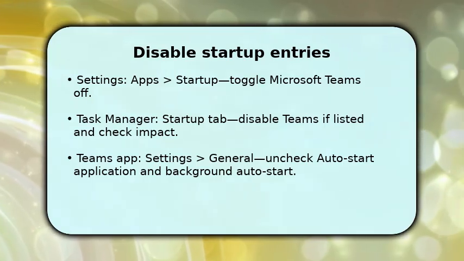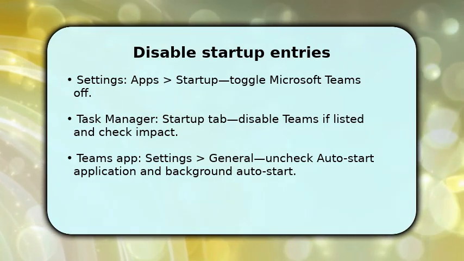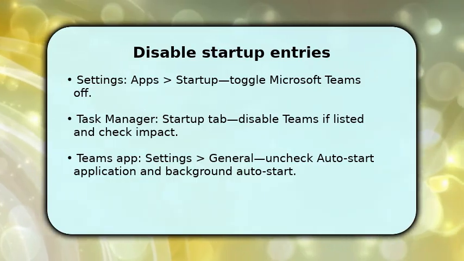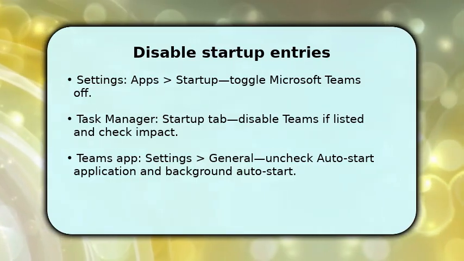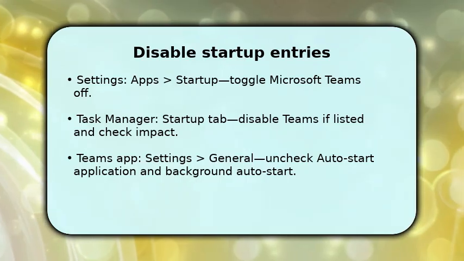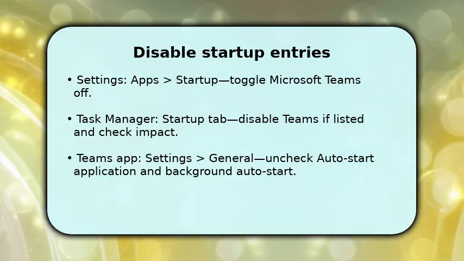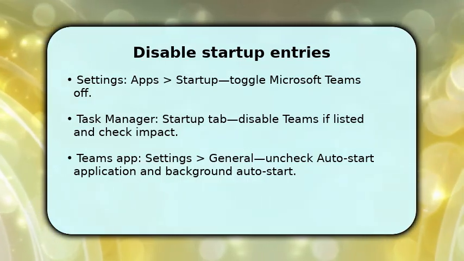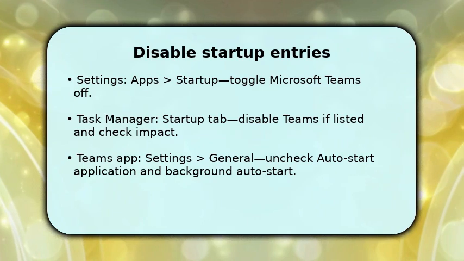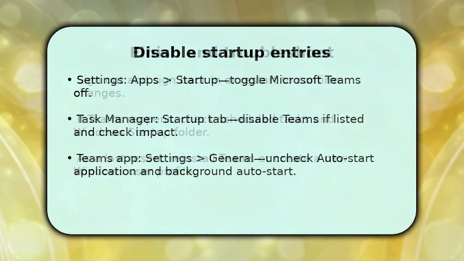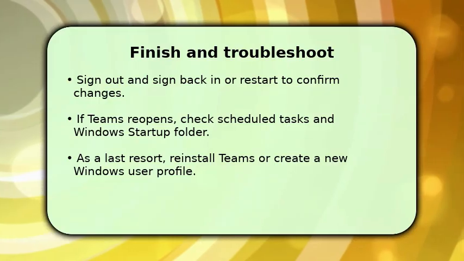Then open the Teams desktop app, go to Settings General and uncheck Auto Start Application and Background App. That ensures Teams won't relaunch itself. Doing all three stops both Windows and Teams from auto-starting. Finish by signing out and back in, or restart your PC to confirm Teams no longer opens on startup.